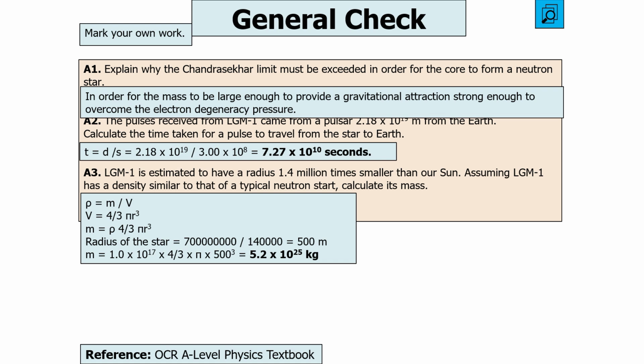So therefore we can work out what the radius of the star is going to be, because it's going to be 1.4 million times smaller than our Sun. So you take the radius of the Sun given to you on the AQA equation sheet and you work out the radius to be 400 meters. You can then pop that into the equation you just derived there and you get your answer out to be 5.2 × 10^25 kilograms.